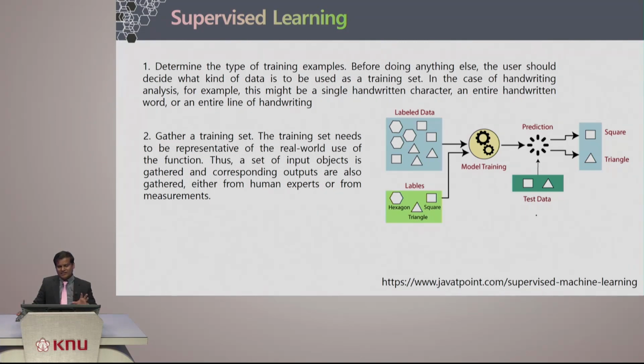Then you have to gather the training set. The training set needs to be representative of the real world use of functions. For example, after I train it, I need to identify the handwriting, right? So different people have different styles of writing things.